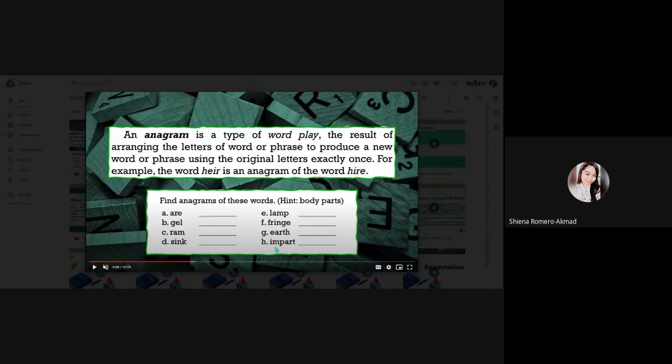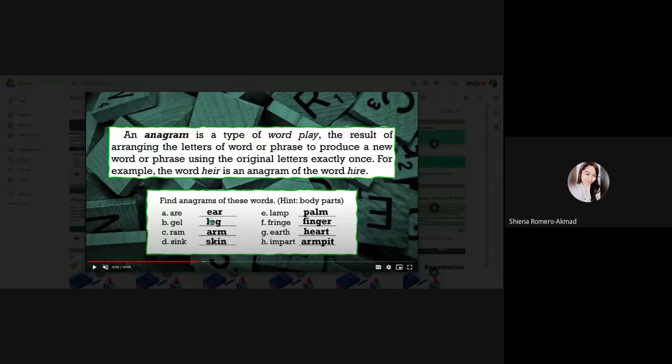Next, letter H. What is it for letter H? Armpit. The word is armpit. So what we did is we simply arranged the letters for us to form a new word.